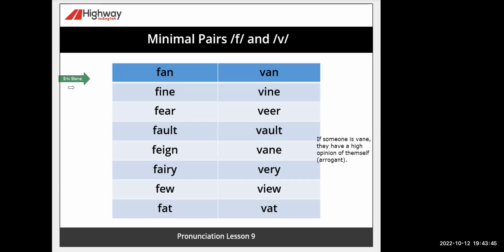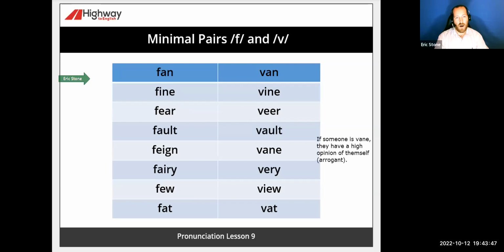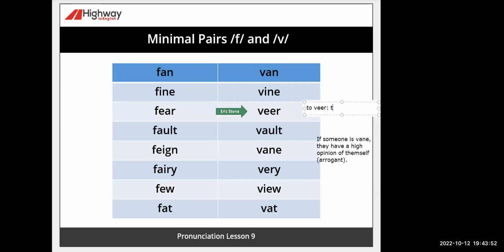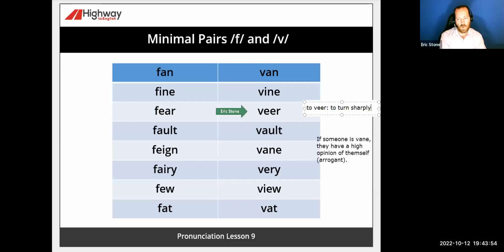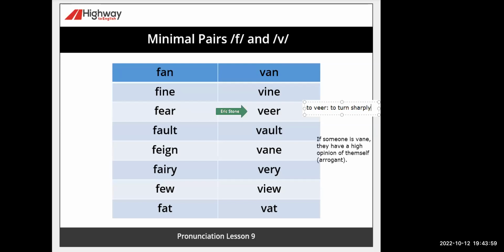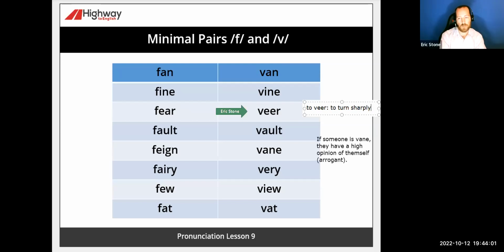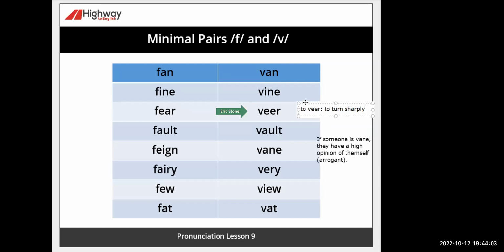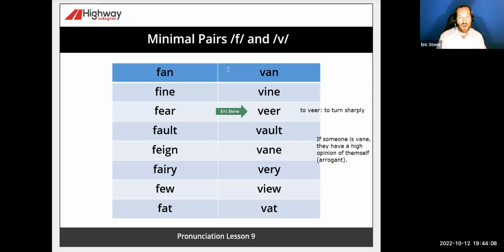Veer, sure. Veer means to turn sharply. To veer is to turn sharply or quickly, to change direction quickly. Like if you're driving your car and there's something there, oh my gosh, and you turn off quickly or turn sharply, that's to veer.